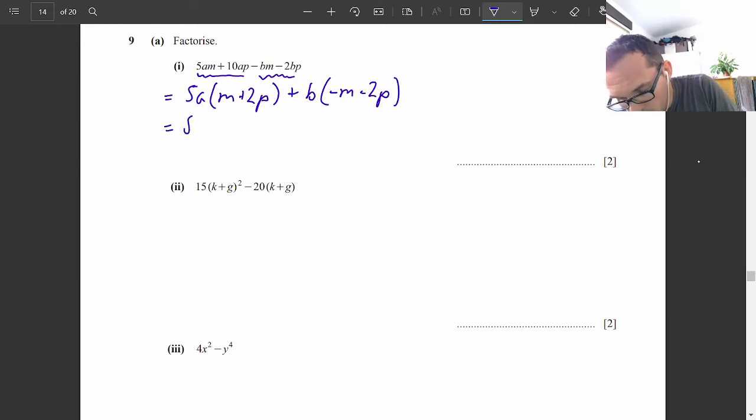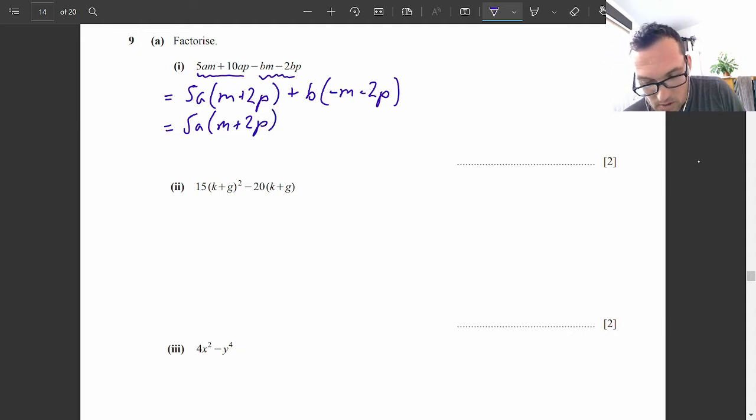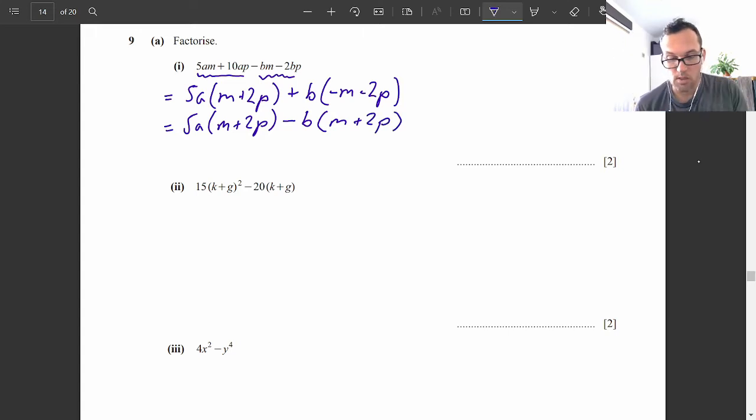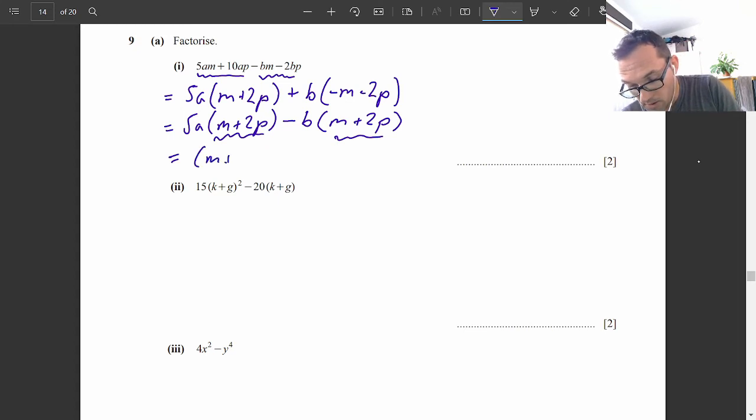So I'm going to write all this again so it doesn't disappear. And we factorize a negative 1. That will make it negative 1b. We don't have to put the 1. And we now have m plus 2p. Just double check: if we multiply out that bracket, minus b times m plus 2p, do we get minus bm minus 2bp? Yes, we do. All right, so now we've got two terms, and in those two terms, the parts in the brackets are the same. So we can factorize out m plus 2p. In the first term, we'll be left with 5a.